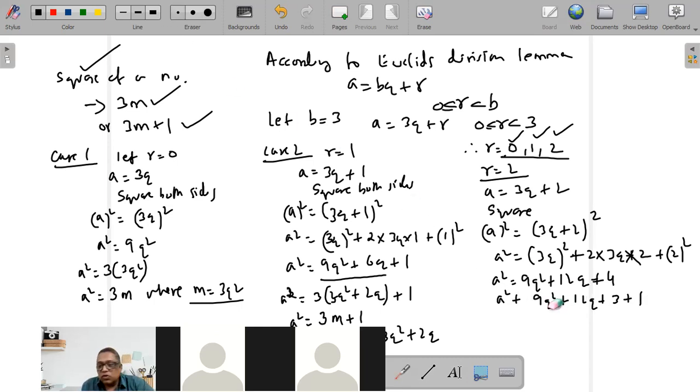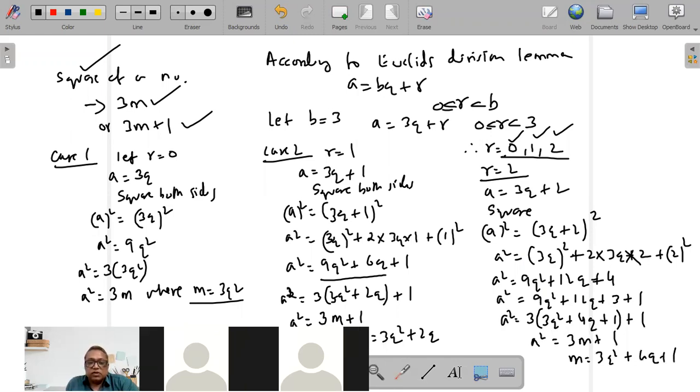So now what happens is that I'm going to get 3 common in the first 3 terms. 3 common लिया तो ये आ गया 3q square, this is going to come 4q plus 1 plus 1. And then I told you whatever is in the bracket you can replace with m. So a square is equal to 3m plus 1, where m value is 3q square plus 4q plus 1. So you need to practice this once and then you will get it. So a plus b whole square identity लगेगा इसमें, a square plus b square plus 2ab. That's important.